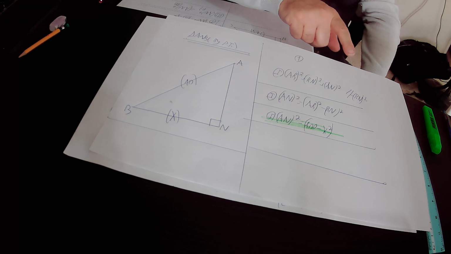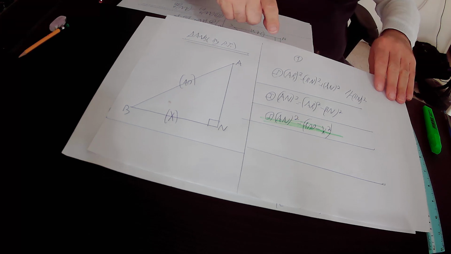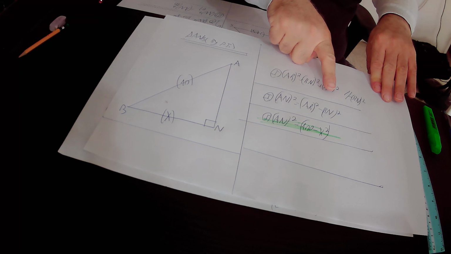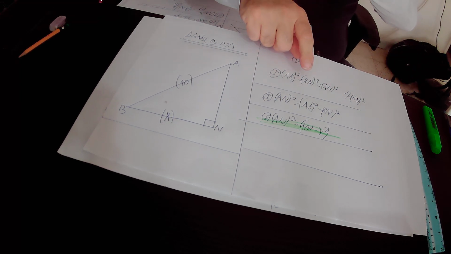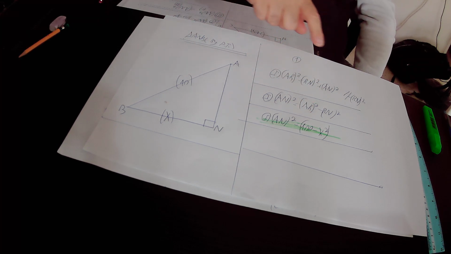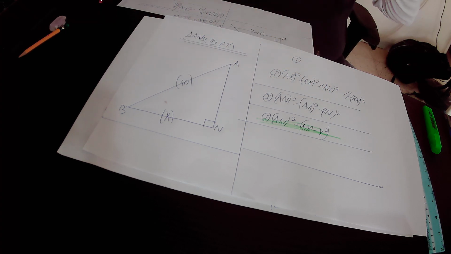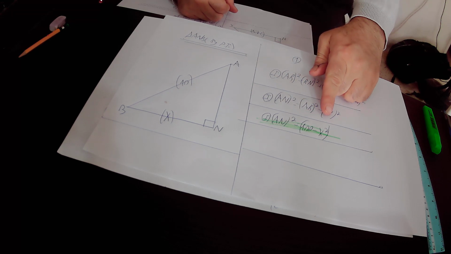Here we subtracted BN square from equation 1, and found that AN square equals AB square minus BN square. But AB is 10, therefore AB square is 100, and BN is X, therefore BN square is X squared. So in total, according to equation 1, AN square equals 100 minus X square.